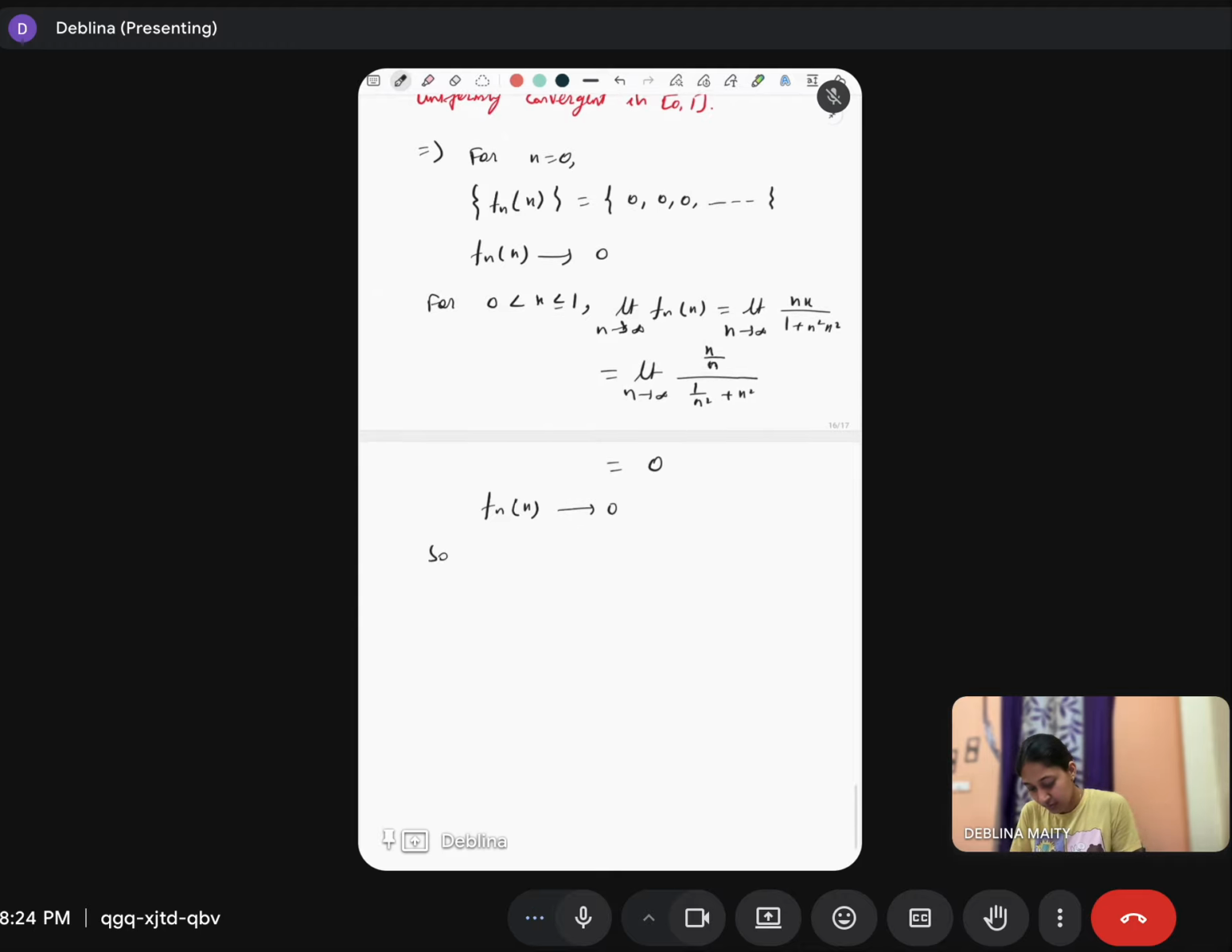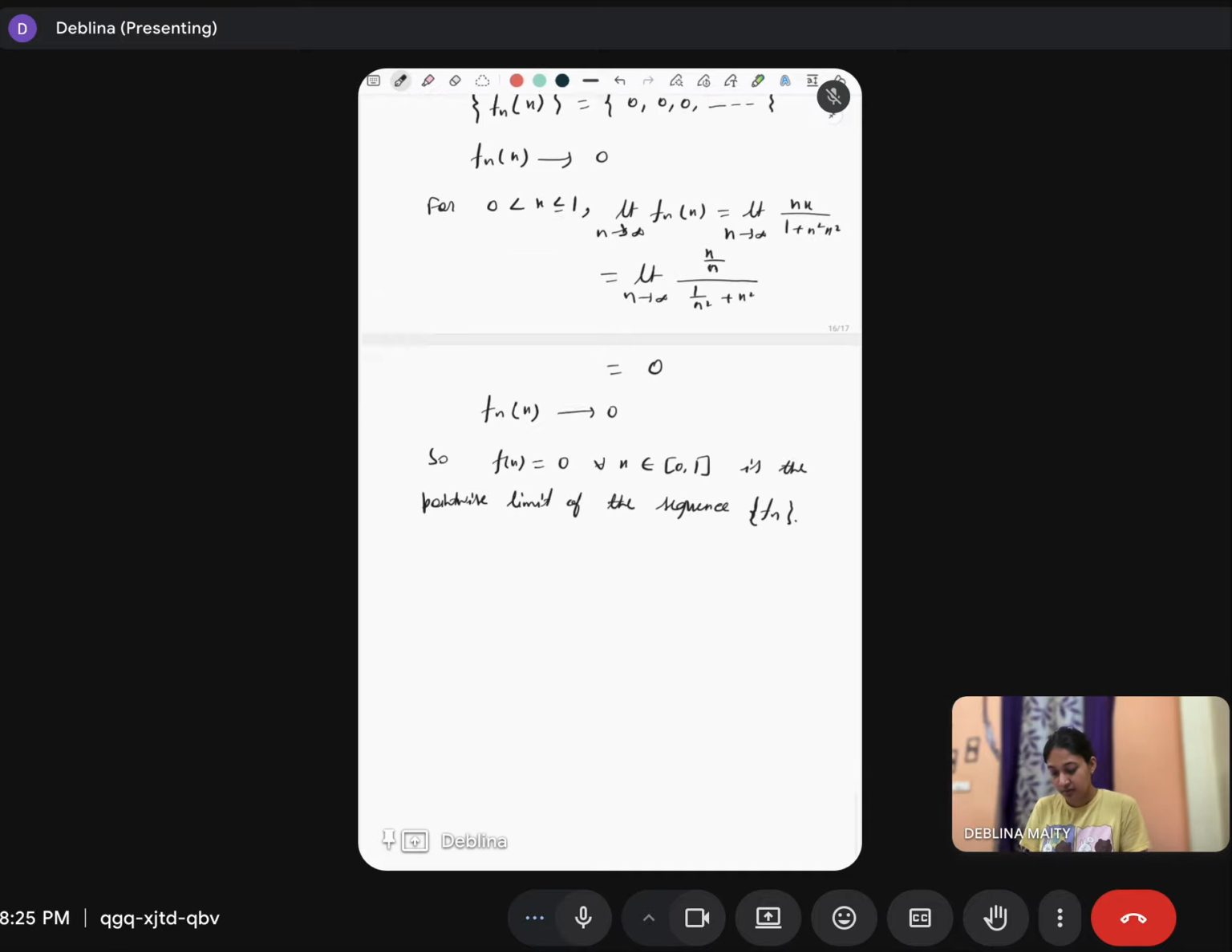So f(x) equal to 0 for all x belongs to 0, 1 is the pointwise limit of the sequence fn, right? Now we'll show that it is not uniformly convergent.